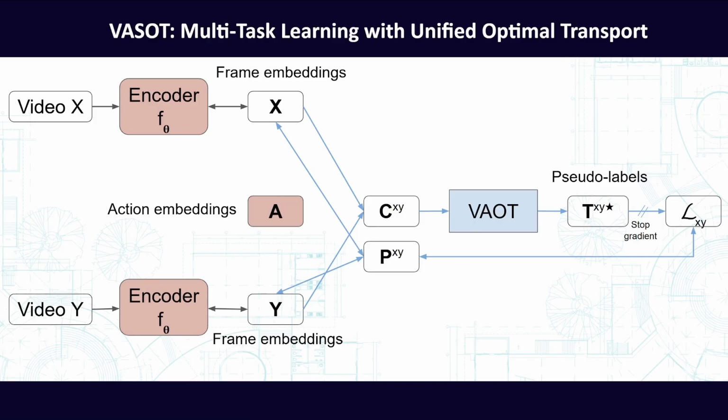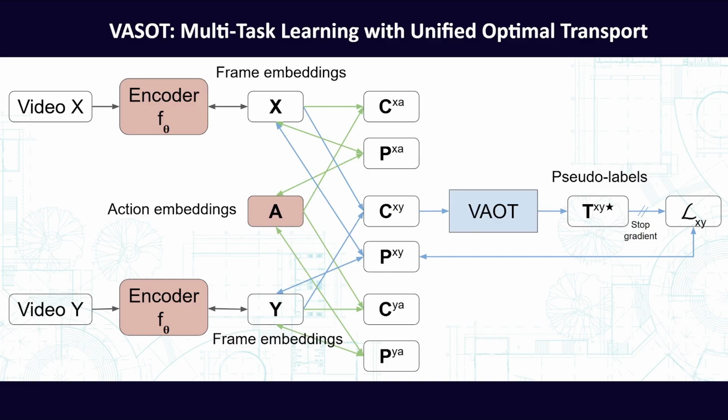For joint video alignment and action segmentation, we introduce WASOT, which combines our VAOT module for video alignment with ASOT for action segmentation. WASOT extends VAOT by incorporating action-specific cluster centers A, initialized with k-means. In addition, we introduce new matrices specifically for action segmentation on videos X and Y.